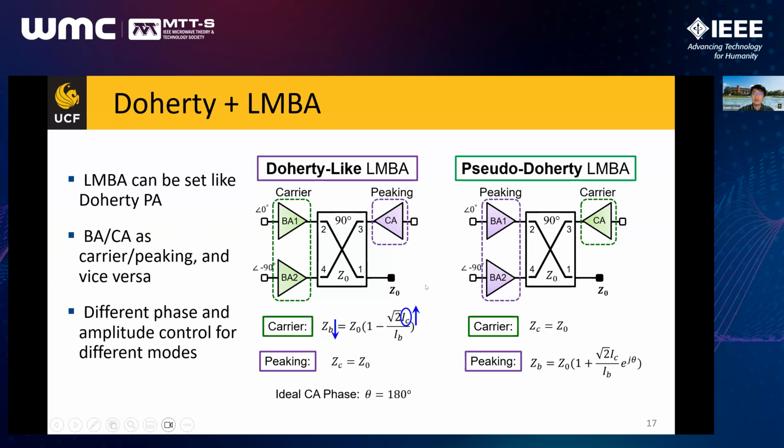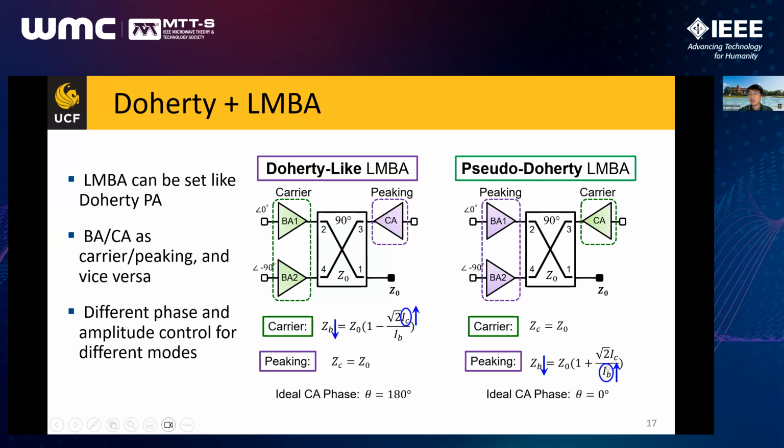For this, this is the Doherty-like LMBA. For the pseudo-Doherty LMBA, its configuration is reversed, where we are setting the control amplifier as the carrier and the balanced amplifier as the peaking. So here again, the carrier amplifier sees a constant load, while only the peaking amplifier is being load modulated with this equation. Since we need to modulate the load to a lower impedance level when the peaking current is turned on, the peaking current becomes this IB in the denominator.